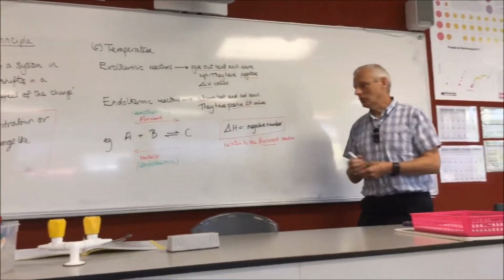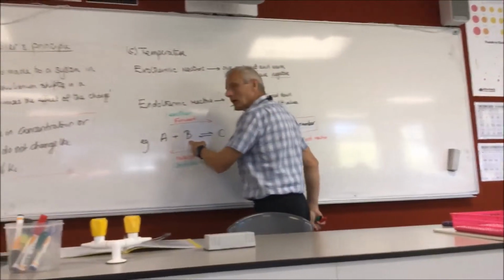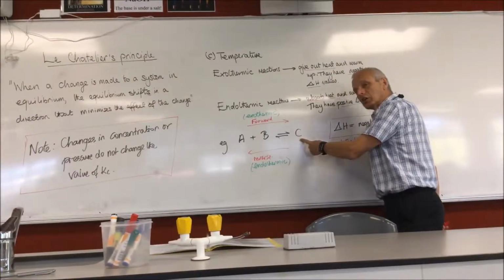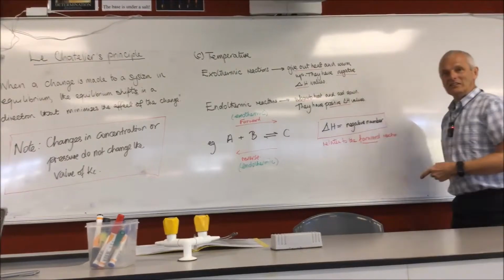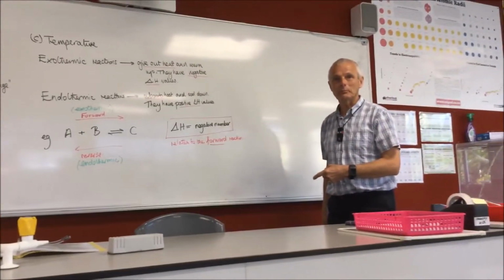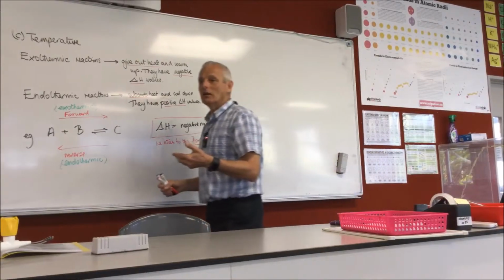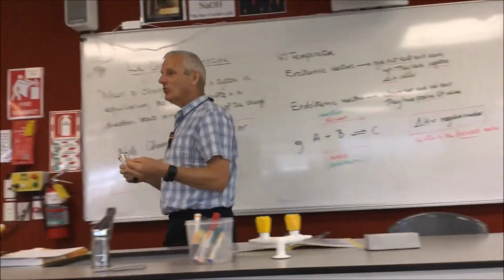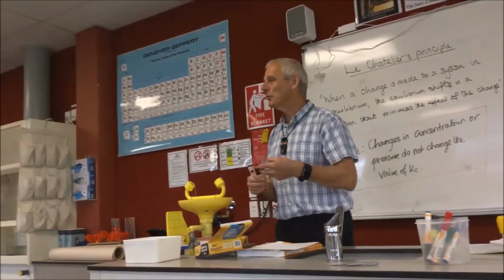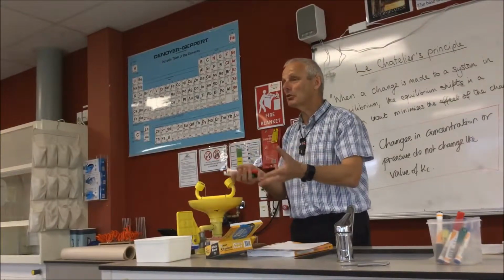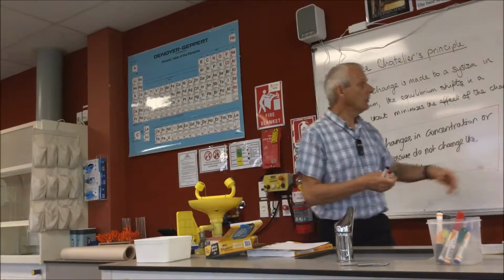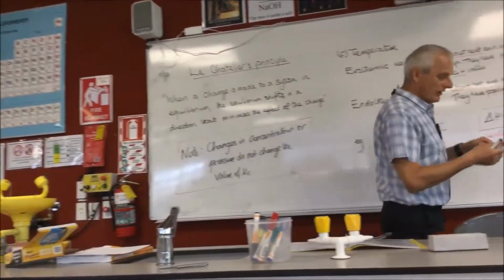So in other words, when A plus B react together, they form C and they give out heat at the same time. Energy is given out. So you could effectively say that heat itself, heat energy, is a product, because that's what's formed in the reaction. Yeah, you're giving it out, so it's a product. Yeah? So we could actually write this slightly differently.